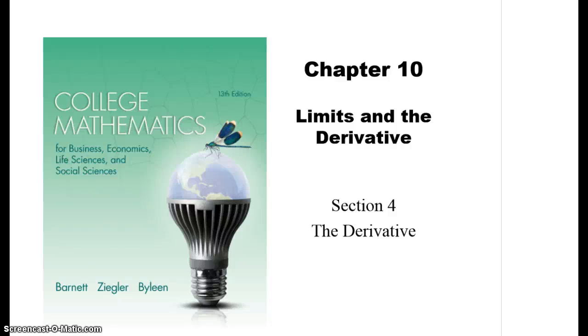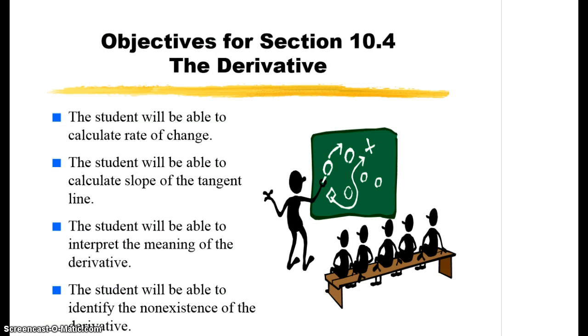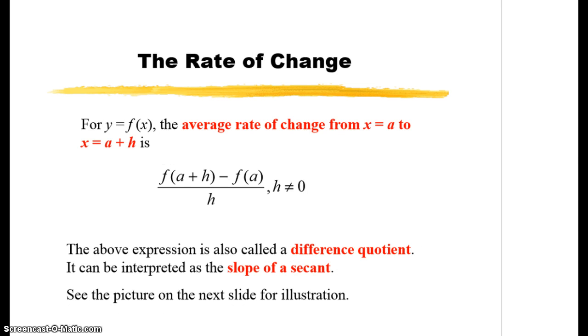We're in 10.4 of Barnett, and this section is entitled The Derivative, and it is one of the key concepts in our class. So it is really important to understand this section. We'll spend quite some time on it, making sense of the derivative. So you'll be able to calculate things like rate of change, slope of a tangent line, interpret the meaning of a derivative, and identify the non-existence of the derivative. Those are the goals for this section.